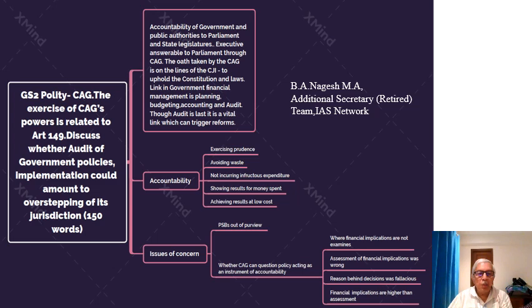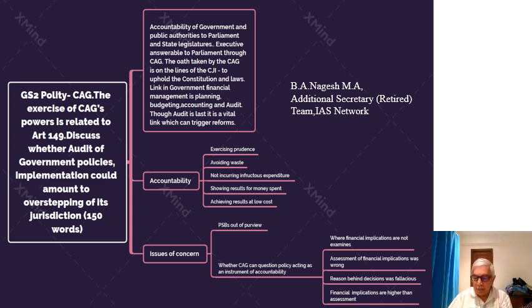The exercise of CAG's power is related to Article 149. So Article 149 relates to the powers and functions of the Controller and Auditor General. So powers, that is in relation to the accounts of the Union, accounts of the states. As I said, how the CAG can audit the accounts of the funds received from the Consolidated Fund of India, Consolidated Fund of the state. This is just a brief introduction. Now we come to the main part of the question.